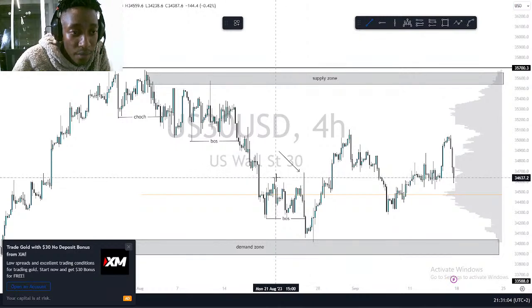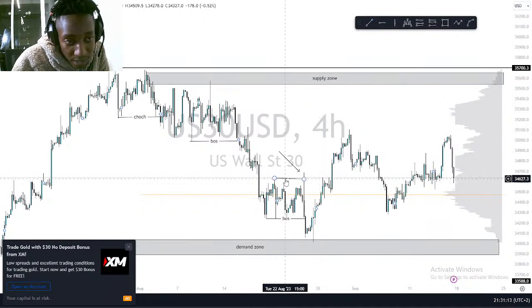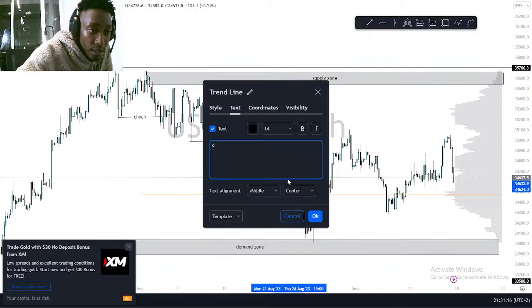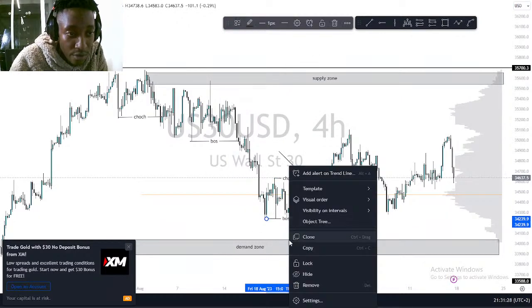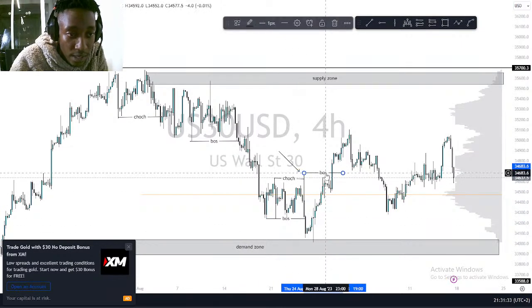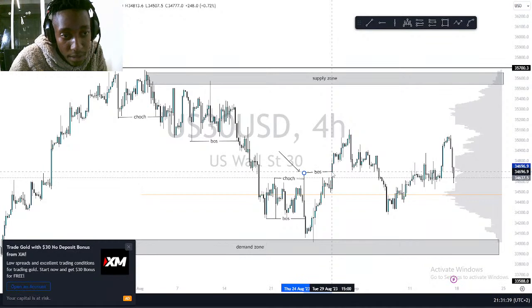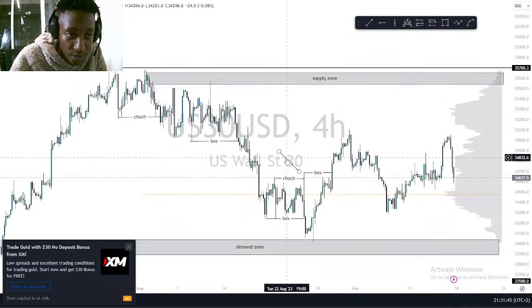That's where we had our change of character. Here we can use this area, just because that's where the market started taking out the high. We can use that area as our change of character. That's our first change of character, followed by our BOS here, a break of structure. That's where the market started to break structures to the upside.